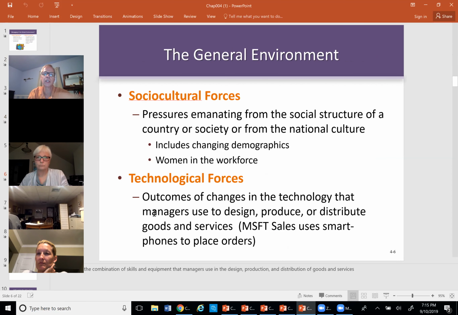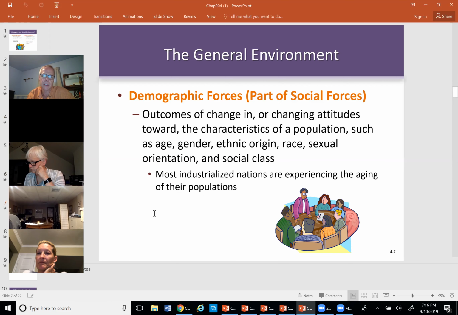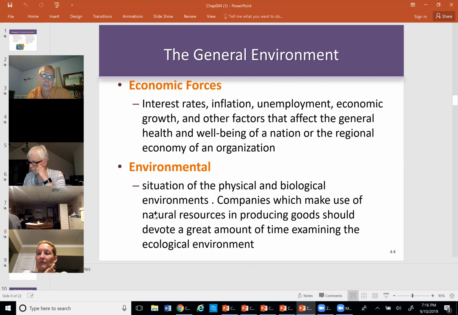Well, this is sort of a definition of these forces. We can see social, technological, includes demographics, who's in the workforce, things like immigration, those type of things, technology, all the kind of things that are coming in the technology world, both medical and communications and all of that. Delivery services, you name it. Some of the demographics are part of the social. We talked about economics and environmental, both in the U.S. and outside of the U.S.